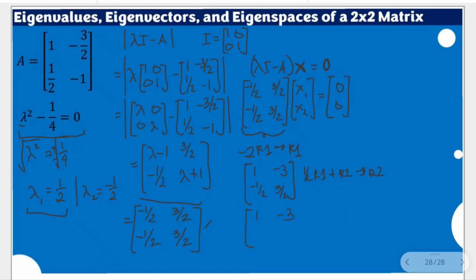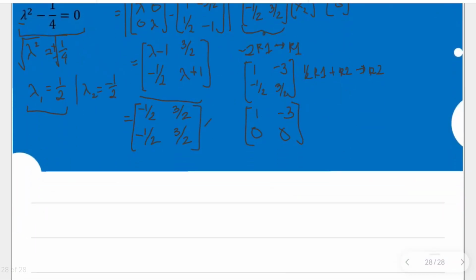So 1/2 times 1, then minus 1/2 is 0. 1/2 times negative 3 is negative 3/2, plus 3/2, another 0. Once you reach this point, we can now have an equation: x sub 1 minus 3x sub 2 equals 0. So we have two variables now. We are going to let x sub 2 be an arbitrary variable t, so that x sub 1 can be solved in terms of t as well.